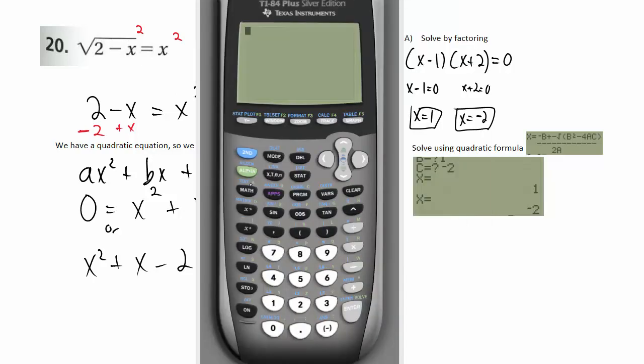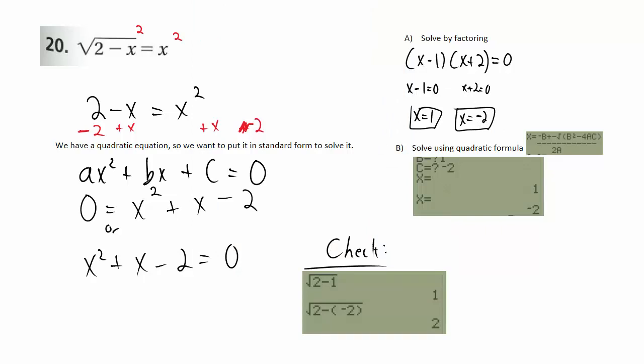So plug 1 in place of x into the left side of the equation, and what it should output is another 1. Well, that one works, so x equals 1 checks out. But if I plug in negative 2, if I do 2 minus negative 2, it should output negative 2, but it doesn't. So that means negative 2 is actually not a solution, and the only solution here is x equals the positive 1.